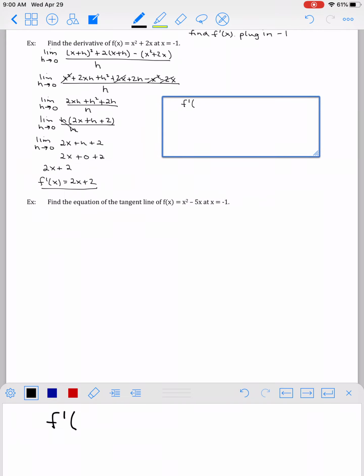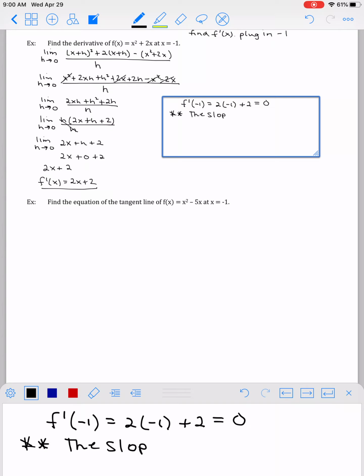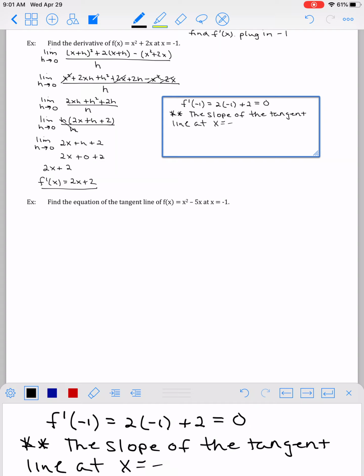And now over here, we're going to finish up what we wanted to do, which is we want f prime of -1. So 2 times -1 plus 2, and that gives us a 0. So this means, you don't have to write this down when you do the problems, but here's what it means: the slope of the tangent line at x equals -1 is 0.